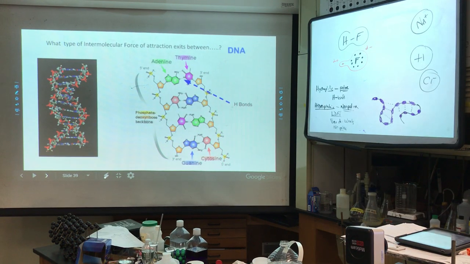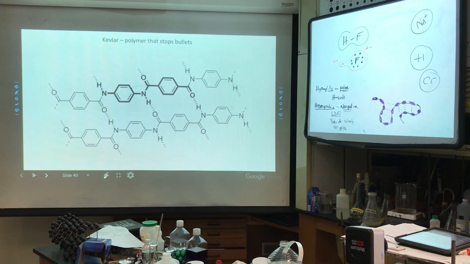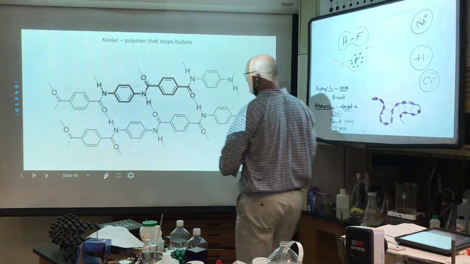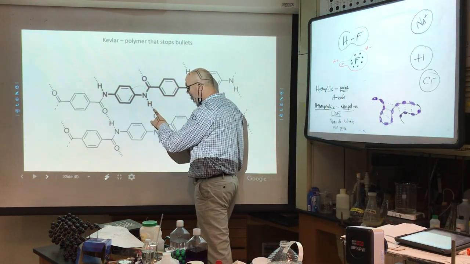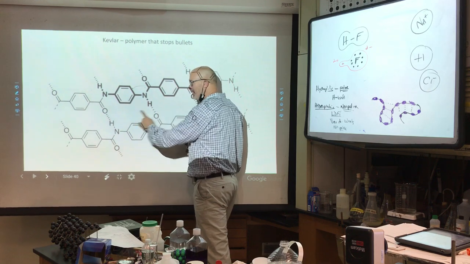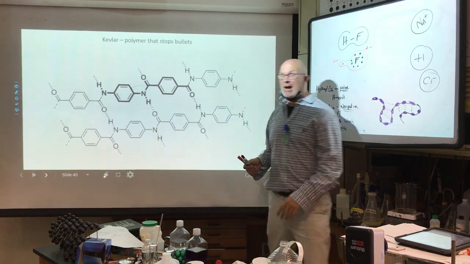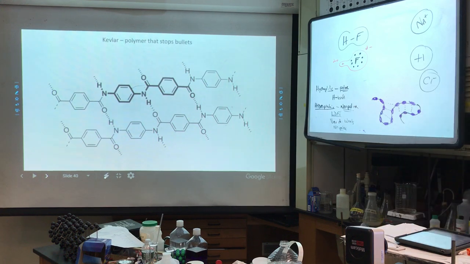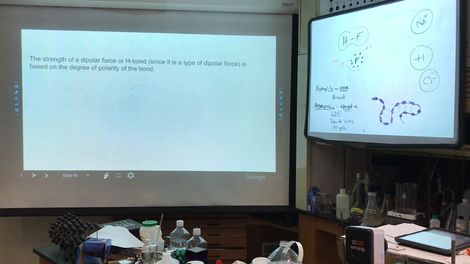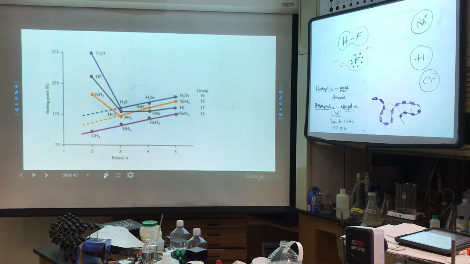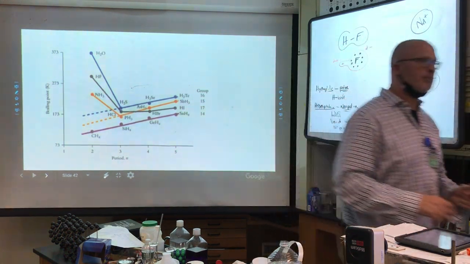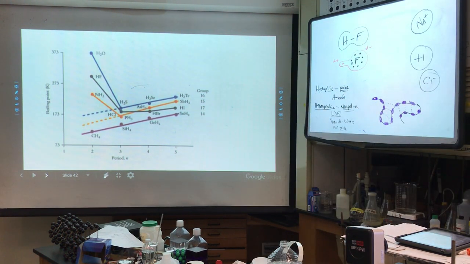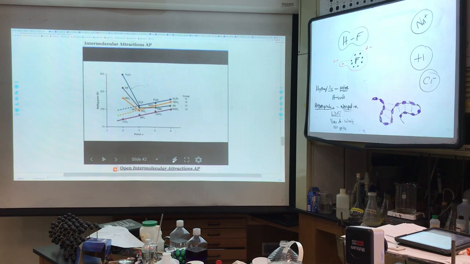In fact, it's such a strong attractive force, Kevlar that stops bullets, stops because this oxygen negative polar attracts this electron deficient H. So H bonding can stop bullets, okay? Given the right type of scenario. Okay, so in any case, we also have ionic attractions, okay? And I'm gonna stop there today, all right?